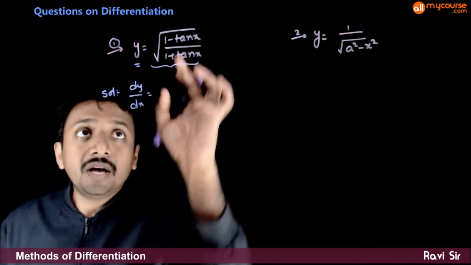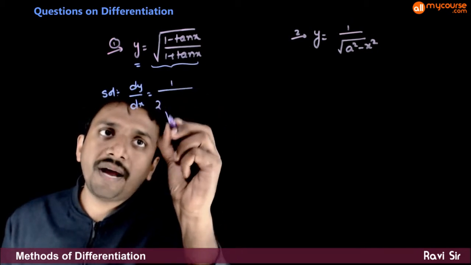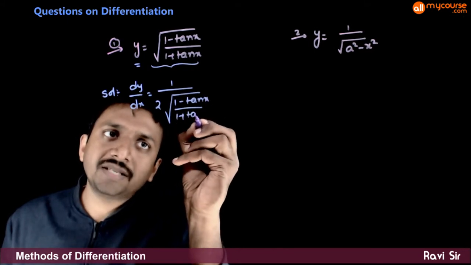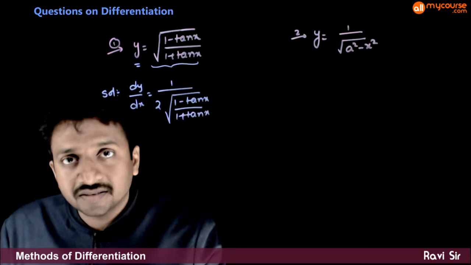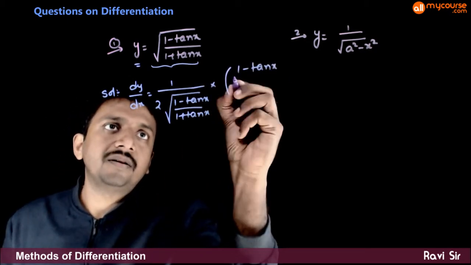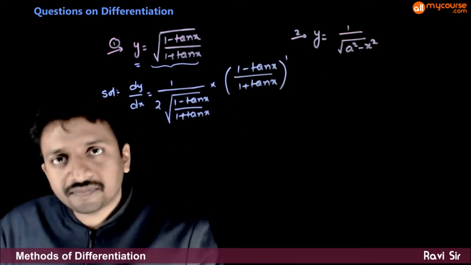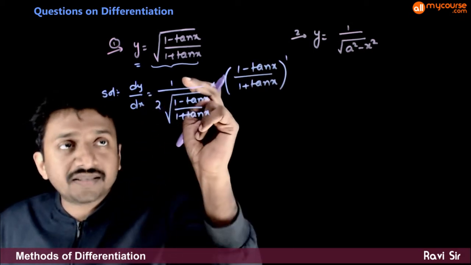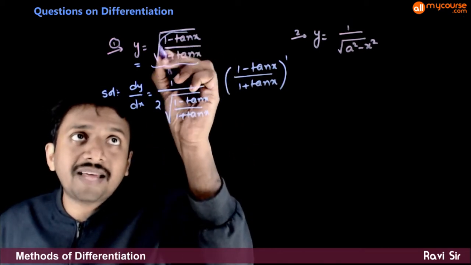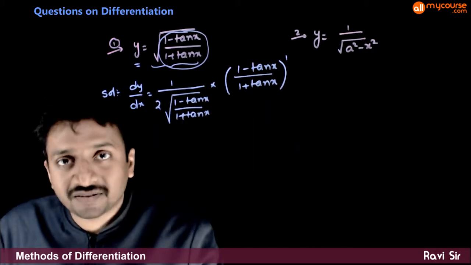Let us use the chain rule. Root of something first. Root of something's differentiation is 1 by 2 root something. In the place of something you have (1 minus tan x) by (1 plus tan x), into the differentiation of this something, (1 minus tan x) by (1 plus tan x). So dy by dx is equal to 1 by 2 root something, where something is the expression which is inside the square root, into something's differentiation.